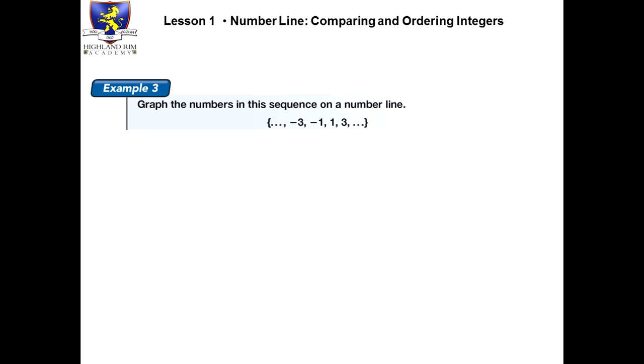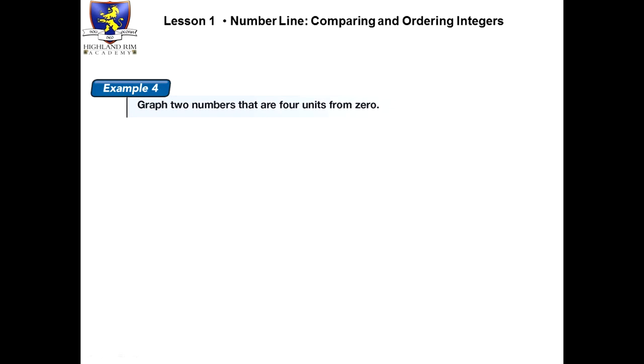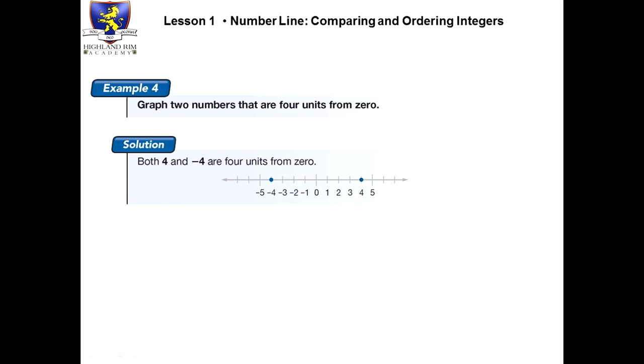Looking at example 3, it says graph the numbers in the sequence on a number line. -3, -1, 1, 3. That's just taking the number line and picking out those points. You see, -3, -1, 1, and 3. Example 4. Graph two numbers that are 4 units from 0. Well, 4 is 4 units from 0. And what's the other number that's 4 units from 0? It's the other number that has the absolute value of 4, which is -4. And so you graph them both on the number line.